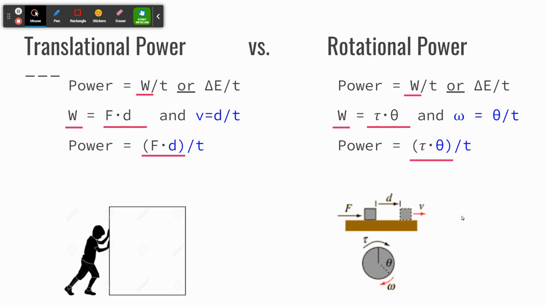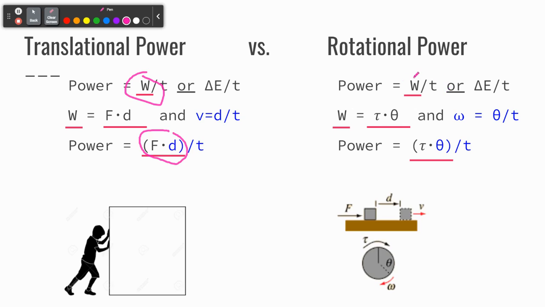When you talk about power, again, same thing. Power is work divided by time, or it's your change in energy divided by time, because work and change in energy are equal to each other. So I went ahead and underlined work in pink. So hopefully this makes sense. So work is force times distance. So instead of work divided by time, I'm going to have force times distance divided by time.